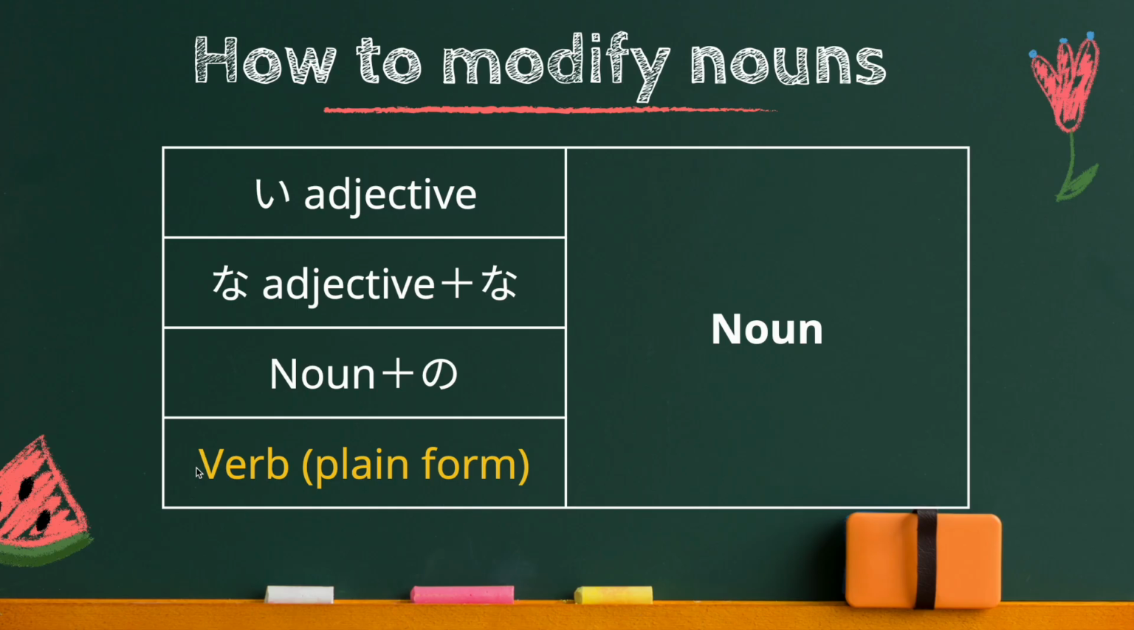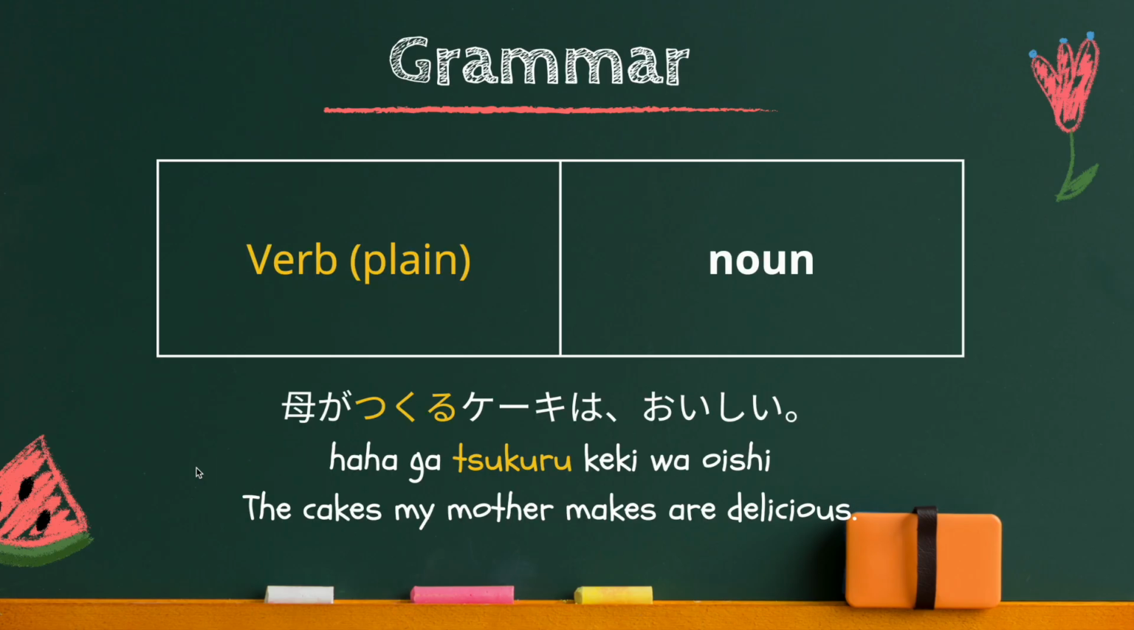So here is the grammar pattern. Use the plain form verb and then add the noun. Don't use polite form. So here is one example. The cakes my mother makes are delicious.